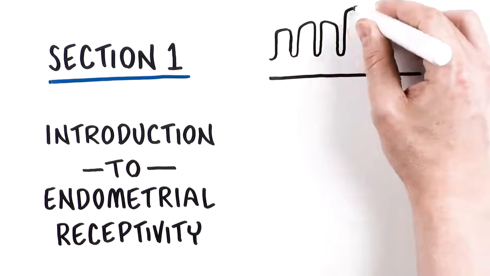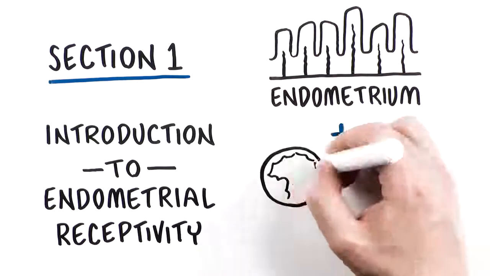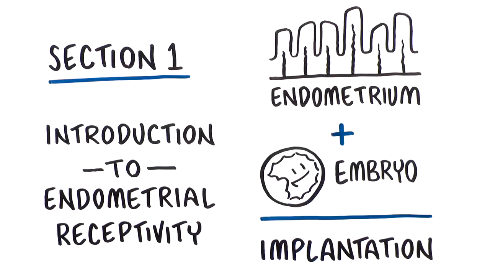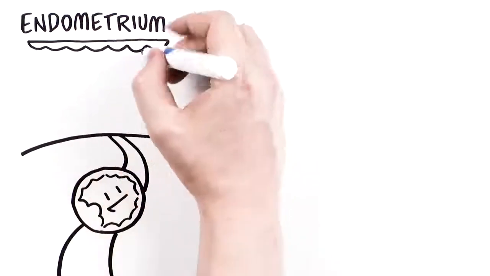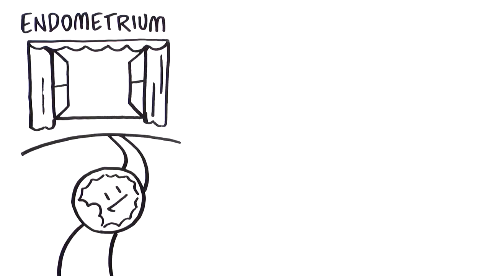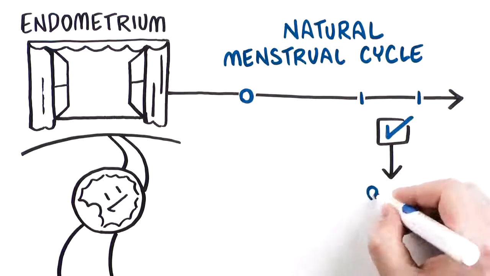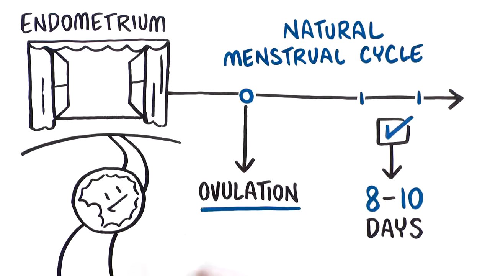Endometrial receptivity describes the ability of the endometrial lining to support embryo implantation. The time period during which the endometrium is most receptive to embryo implantation is known as the window of implantation. In a natural menstrual cycle, this window is generally 8 to 10 days after ovulation.